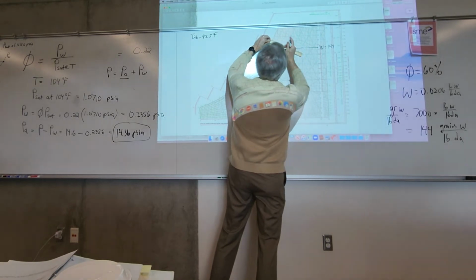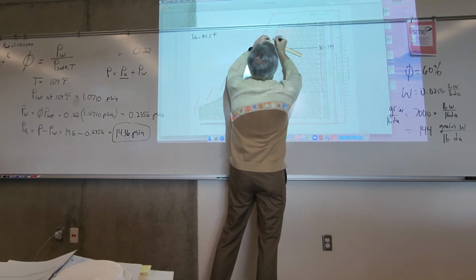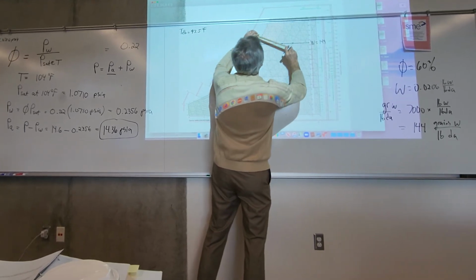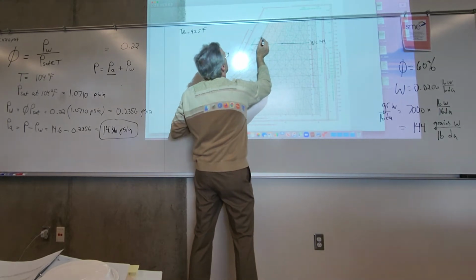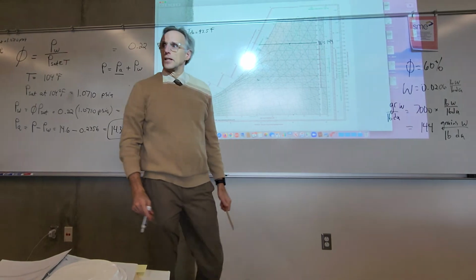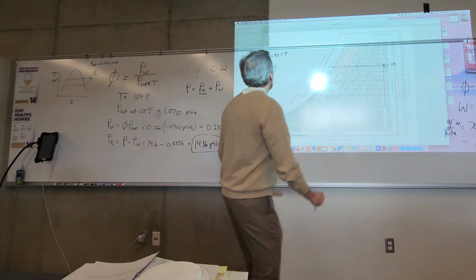It's nice to have a computer doing this because you can move the lines and keep the slope the same. So it looks like about 81, 80, 81, 82, 81.4. 81.4.